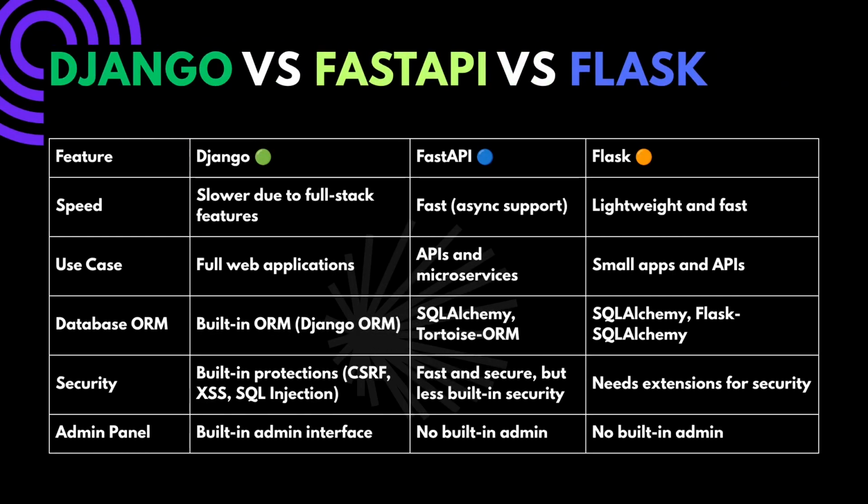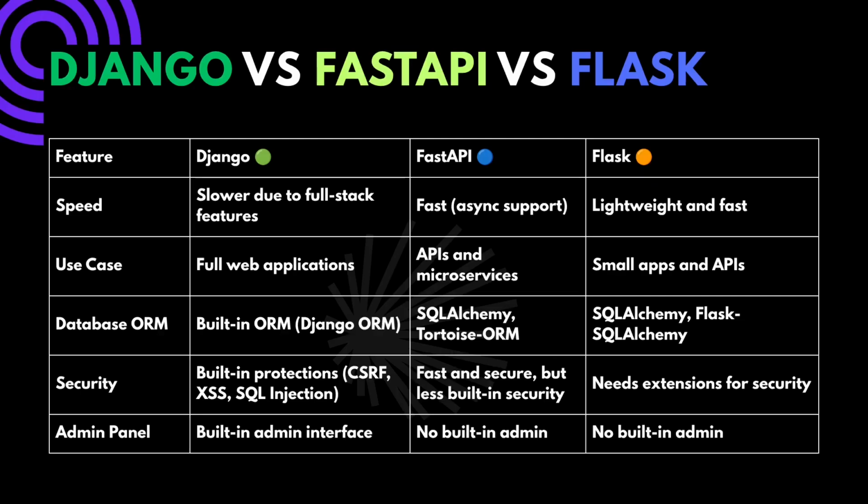Django versus FastAPI versus Flask. Let's compare these three. You might be wondering, how does Django compare to other Python frameworks? Django is a full stack web framework. It has all the things that you need to build a web application. It has a built-in ORM, built-in protection against common web vulnerabilities, and a built-in admin panel, whereas FastAPI and Flask are used for creating microservices and APIs.